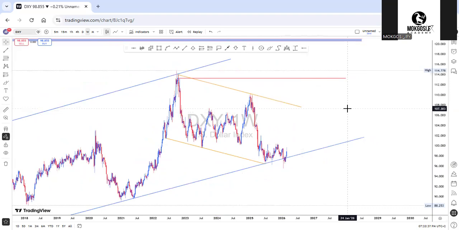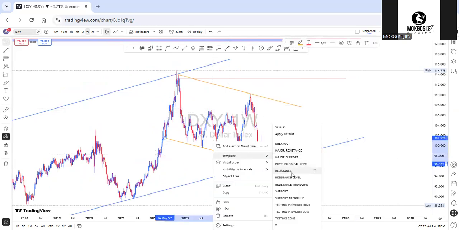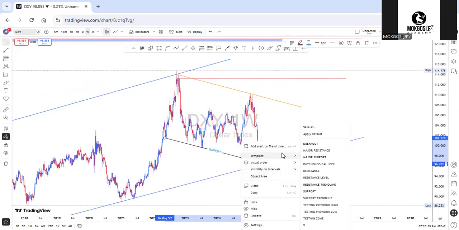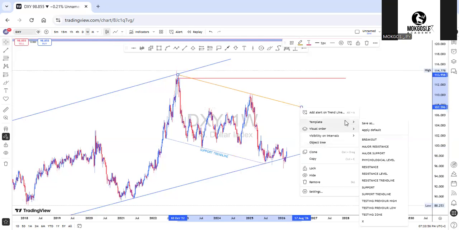I'm going to go to another time frame, but before I move, let me label my trend lines so that we don't forget. This is my support trend line. This is my resistance trend line.